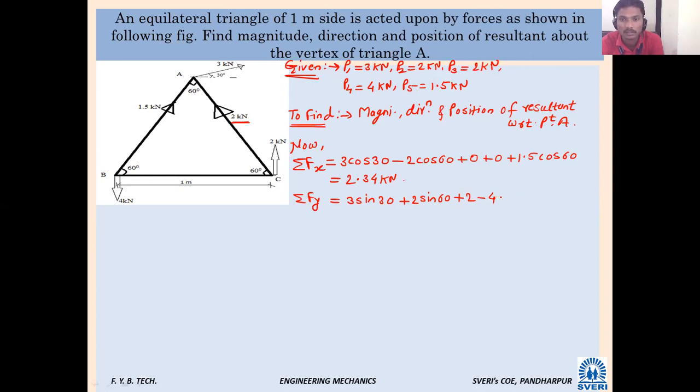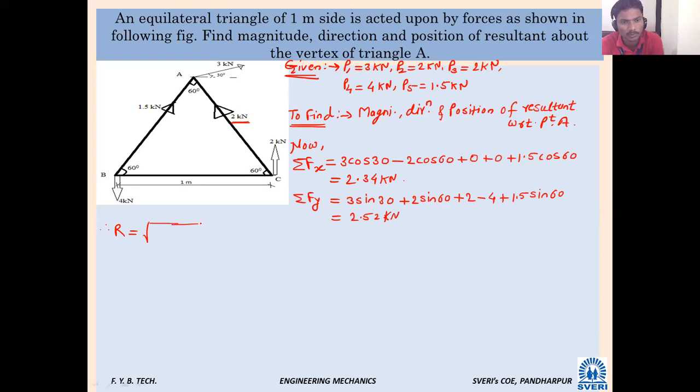And plus 1.5 sin 60. Tell me the value. 2.52. Yes, 2.52. Therefore, R is equal to... is it difficult to see? Only within one step we can find it.